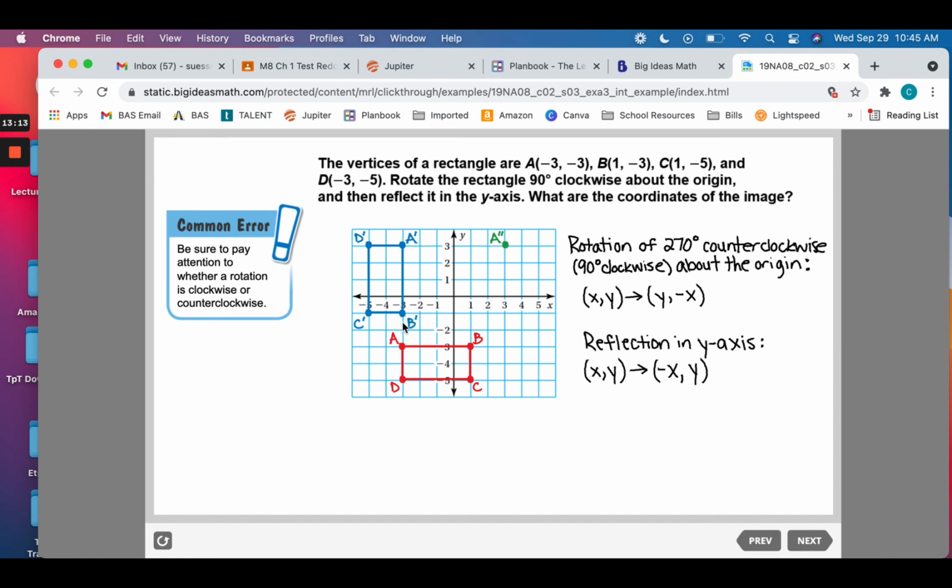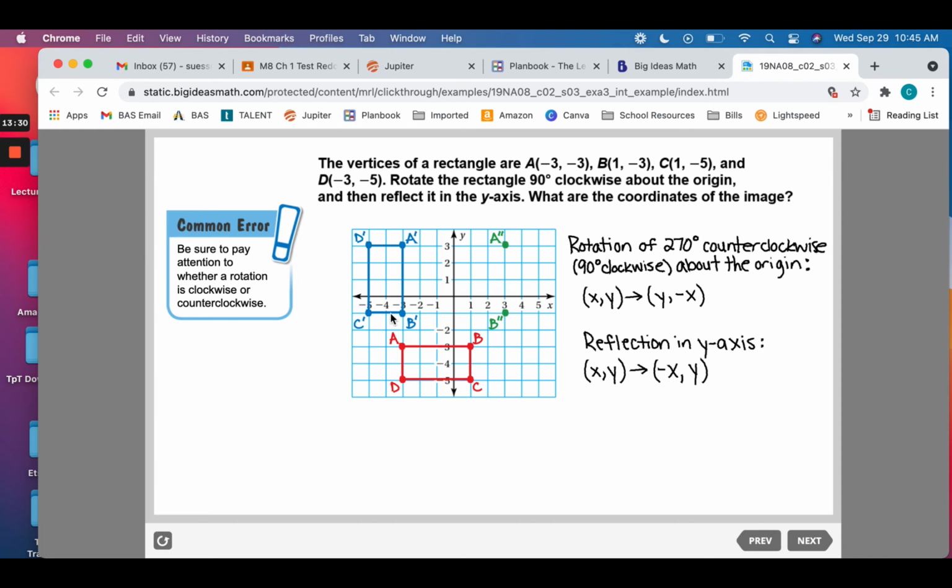So B is right here. What's my x value for B? It's currently negative 3, yes? Yeah. So if I flip the sign, it becomes positive 3. The y value doesn't change. Good? Yes. I'm trying to go slow because I don't want anybody to get confused.